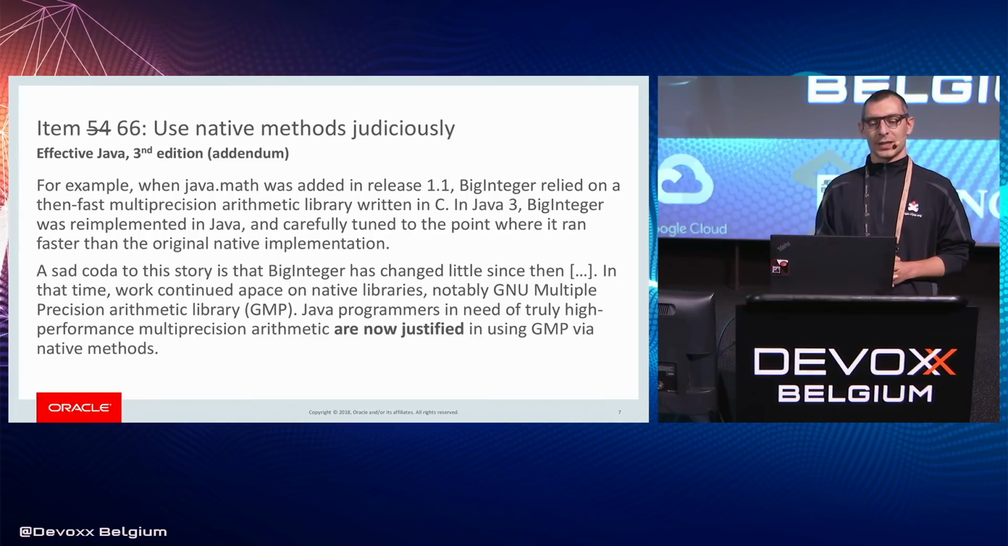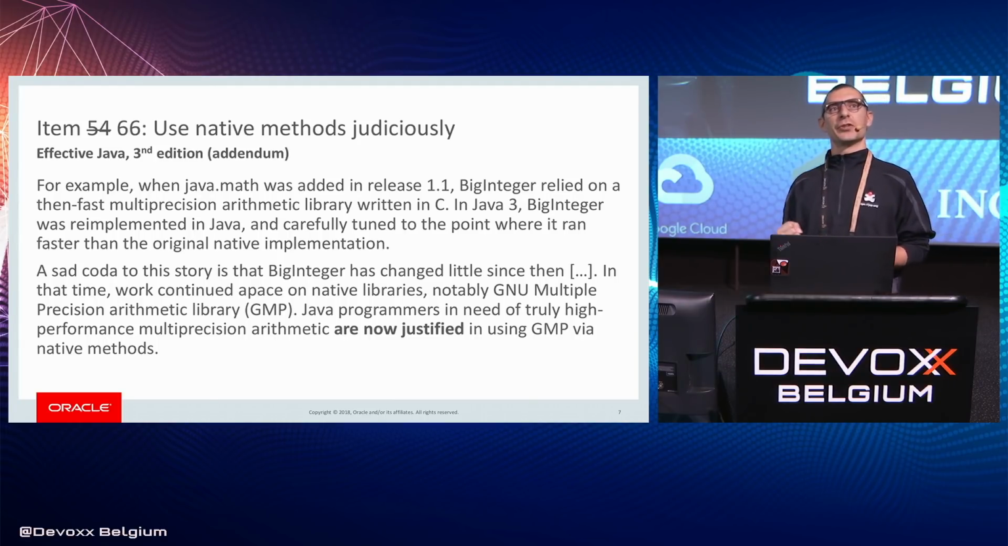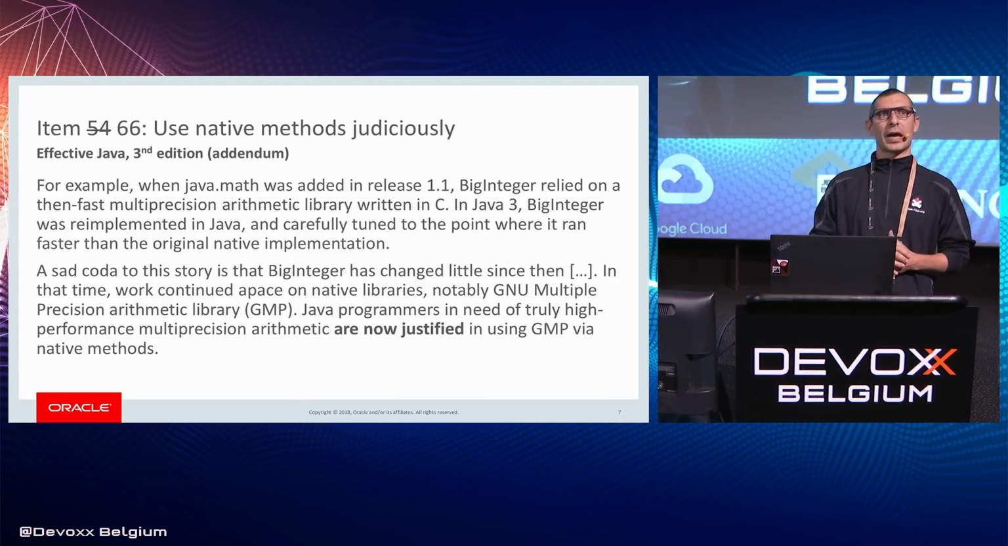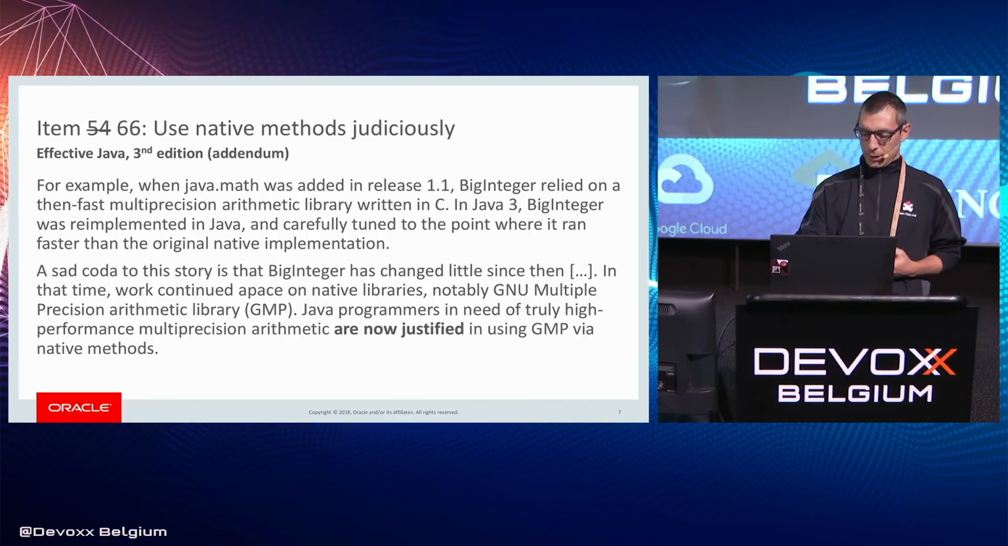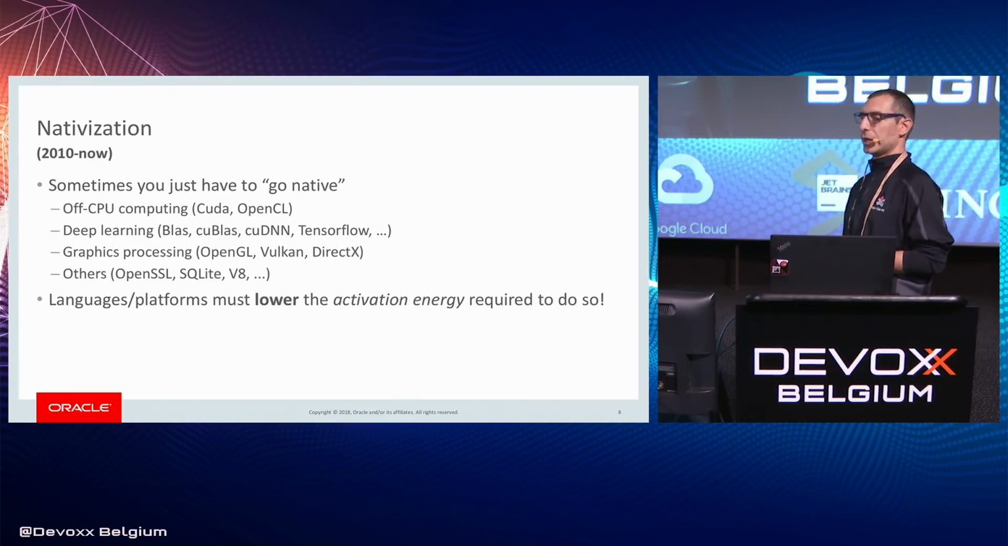And even Joshua updated this book. Well, the item number has changed from 54 to 66, but more importantly, the text of the book has been changed and updated to say that, well, if you really care about really fast numeric computation, there are libraries available out there. So maybe in those cases, it could be justified for you to use native methods. The core of the issue here is that there are cases where you just have to go native.